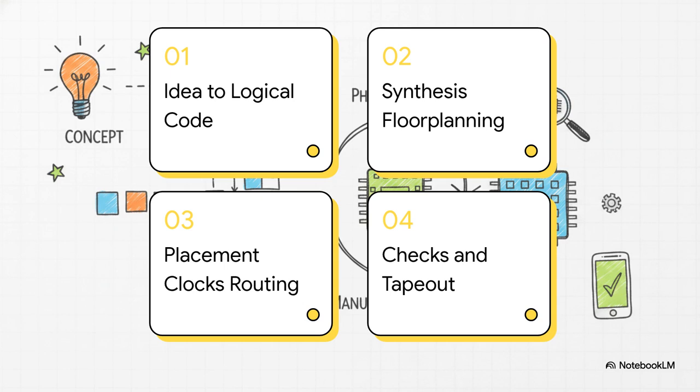Okay, let's dive into this. Here's our 4-phase roadmap that's going to guide us through the entire 11-step IC design flow. 1. Idea to logical code. 2. Synthesis and floor planning. 3. Placement, clocks, and routing. And finally, 4. Final checks and tape-out.